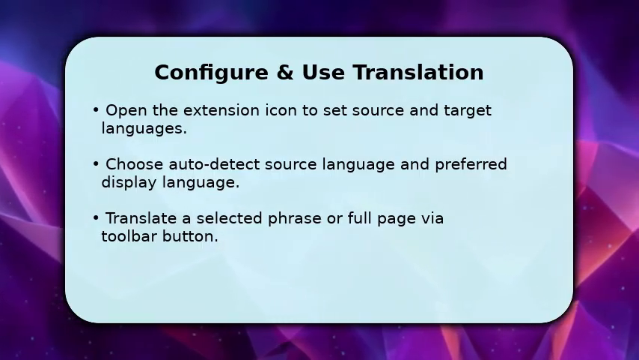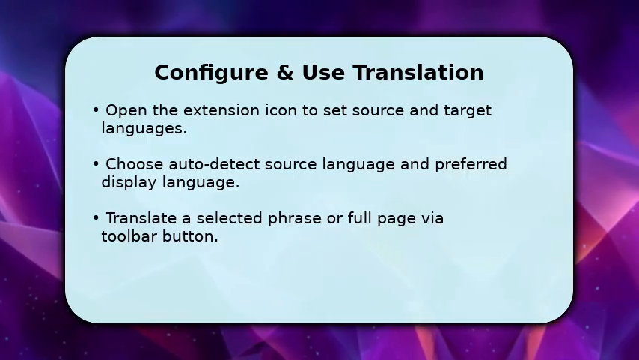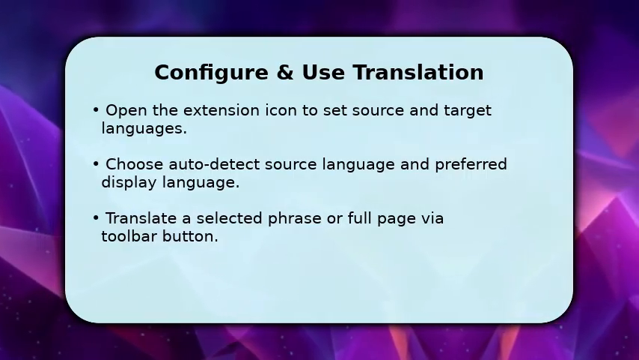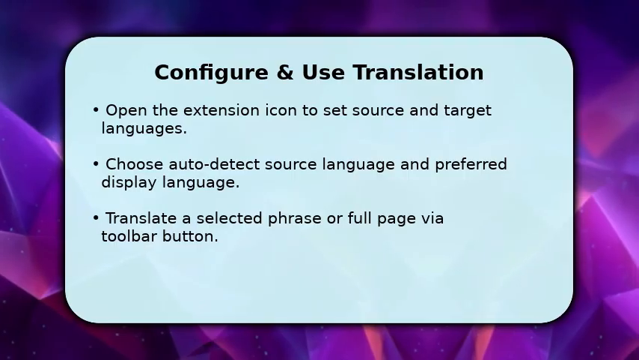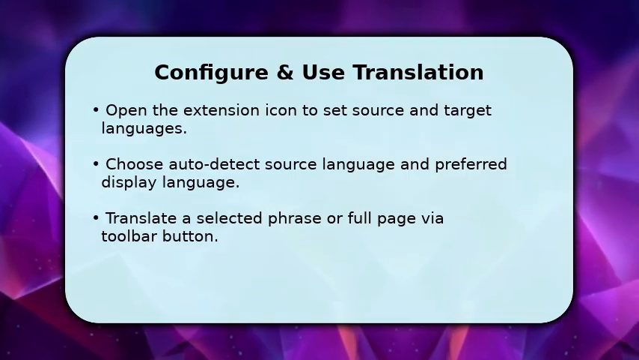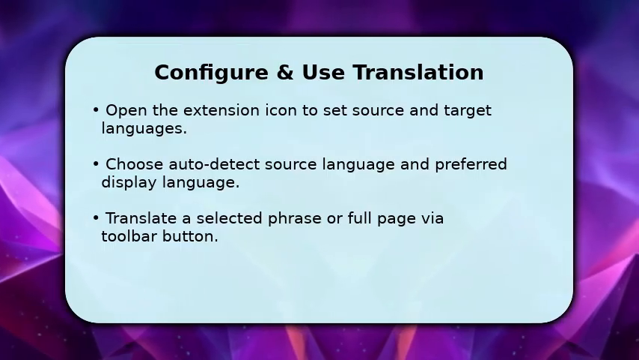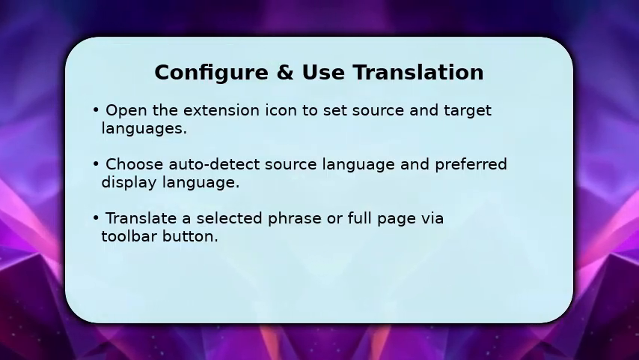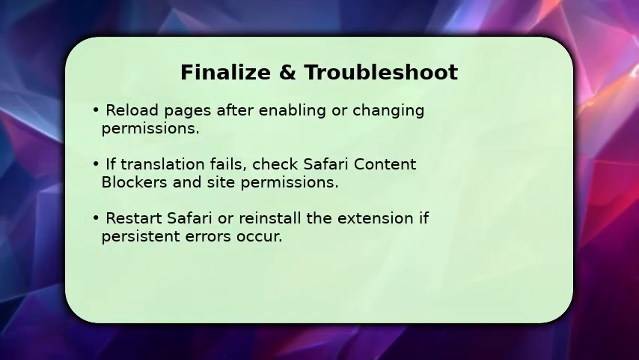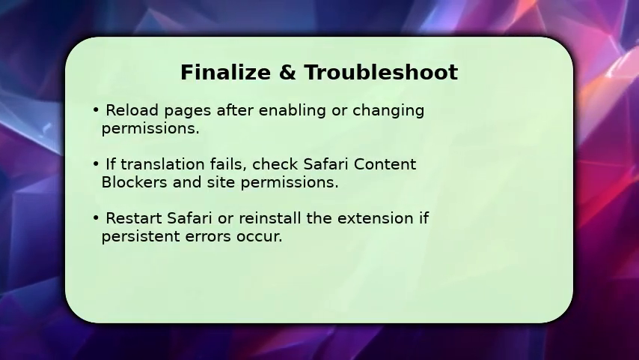To translate, either highlight text and use the context menu or click the extension to translate the entire page. Once done, confirm the translation appears inline or in a pop-up, and adjust voice or display settings if the extension offers them. Finish by testing multiple pages and languages to ensure consistent behavior.